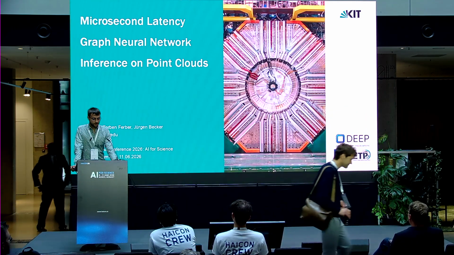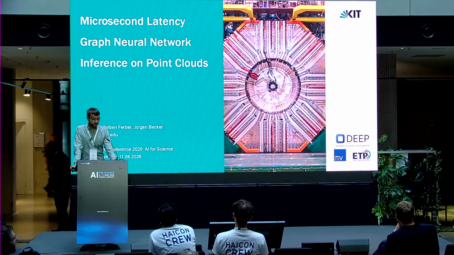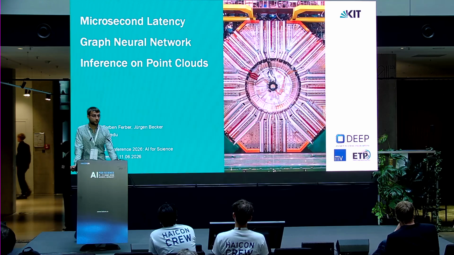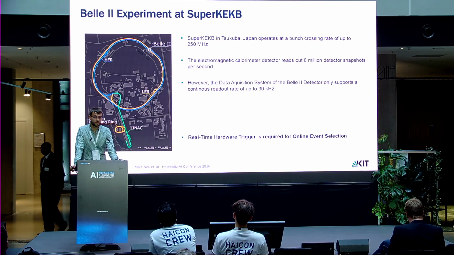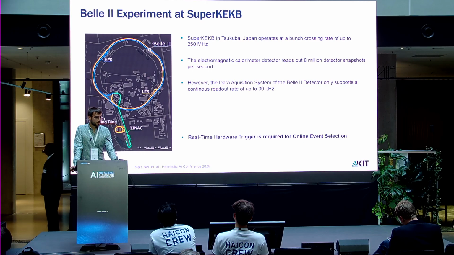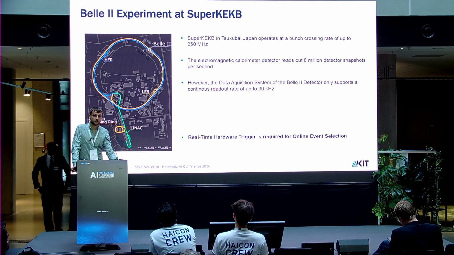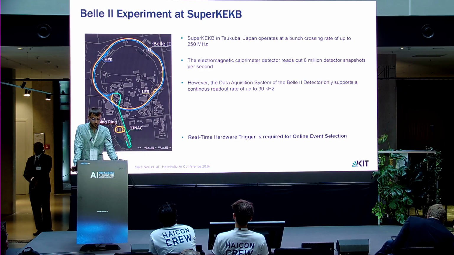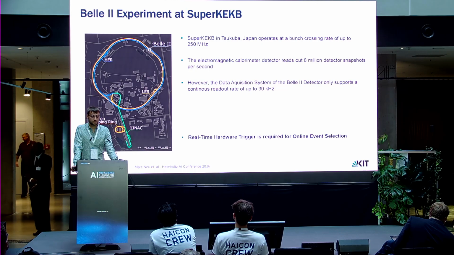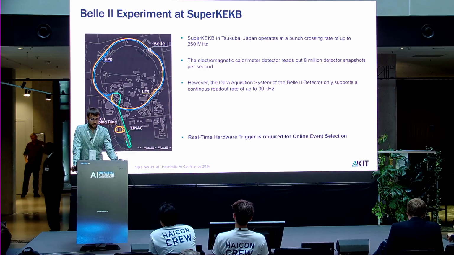Hello, everyone. The topic of my talk today is microsecond latency graph neural network inference on point clouds. Before I go into details, I'd like to give you an overview of the application domain that I work in. What you see here on the left side is the Belle II experiment of the Super KEK-B facility. This is a particle physics collider experiment in Tsukuba, Japan. It's an e+ e- collider, and it operates at a bunch crossing rate of 250 megahertz.